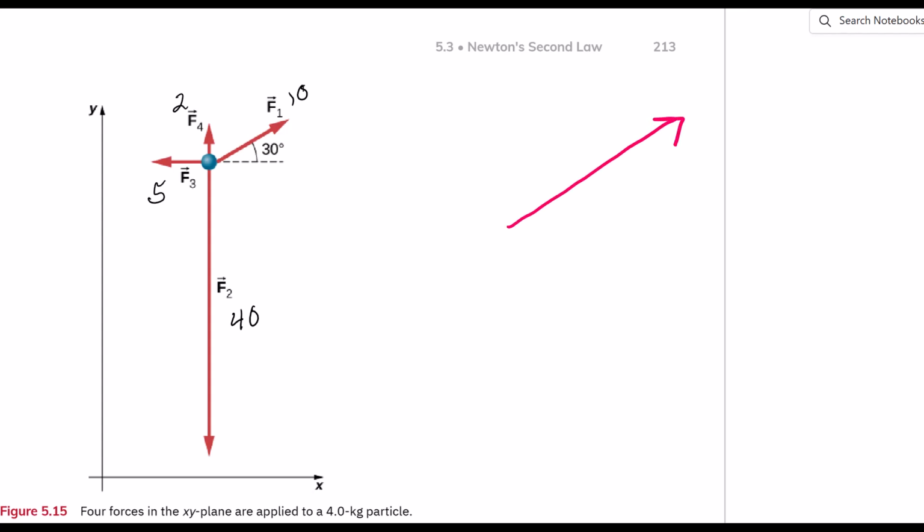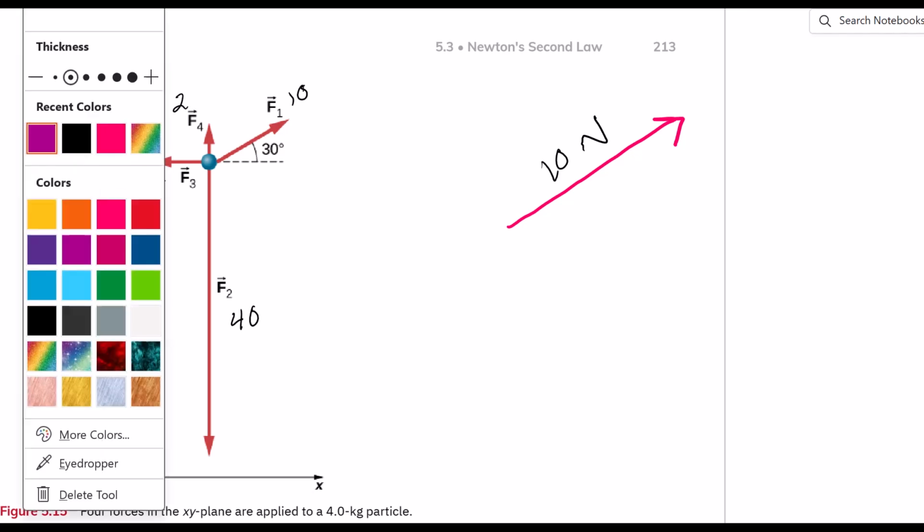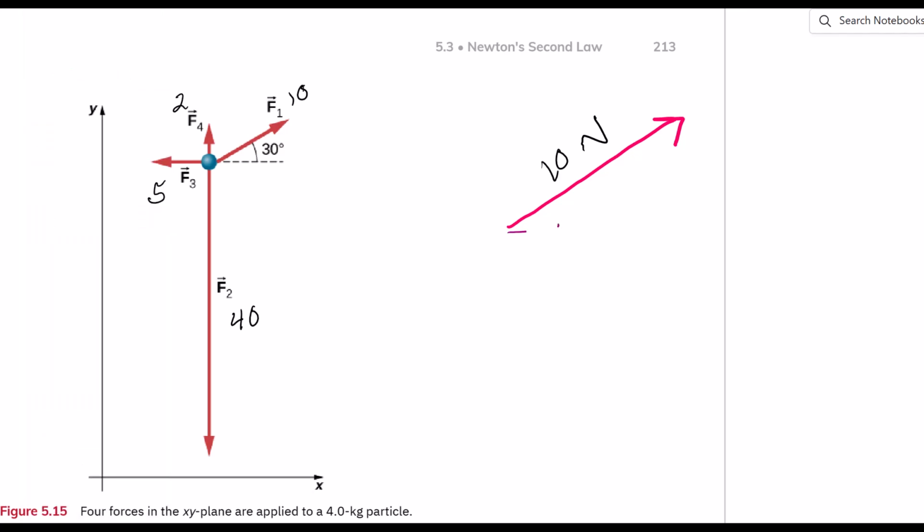So F1 is currently 10 newtons. Now, if you're good, you can immediately look at this and go, oh, well, if it's 30 degrees, then this side is 5 and this side is 5 square root of 3. And if you're like, huh, it's because you don't know your special triangles, and that's a whole other day for special triangles. In fact, that seems like a great thing to put in the review, special triangles.